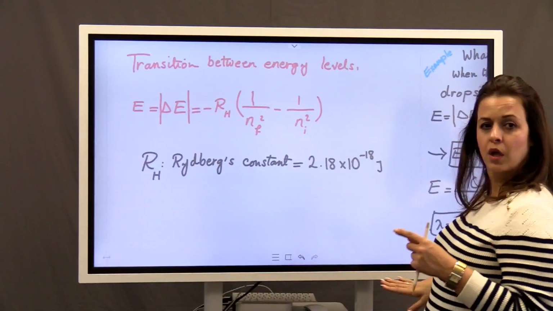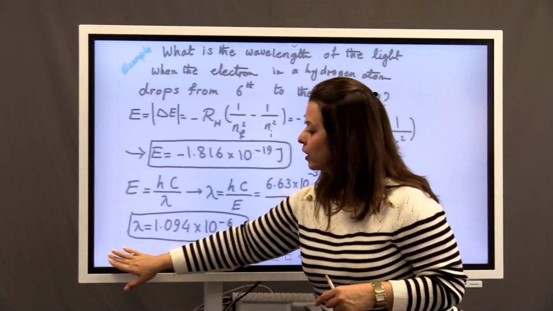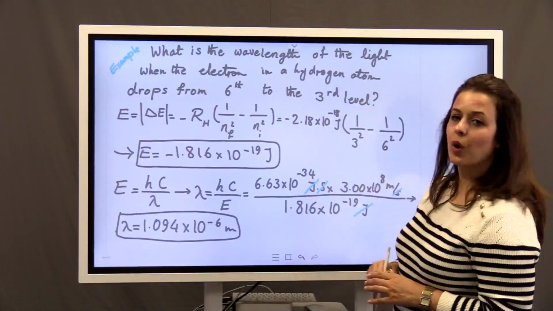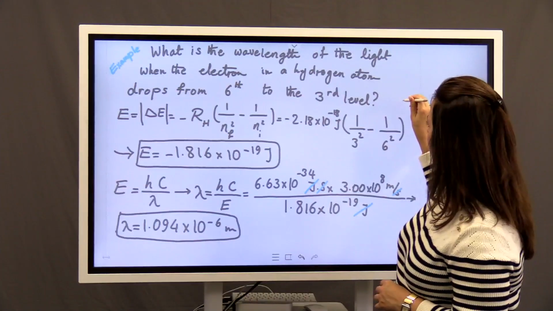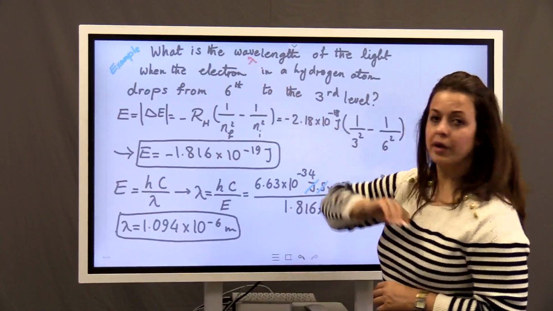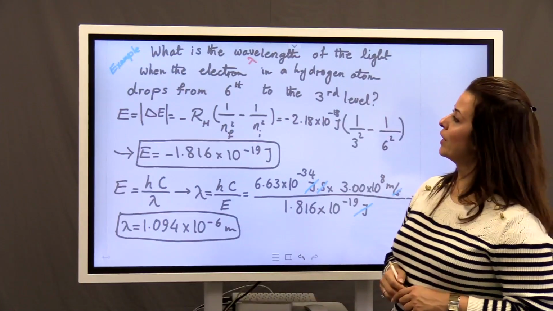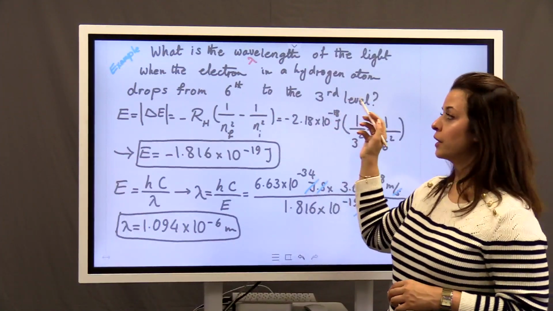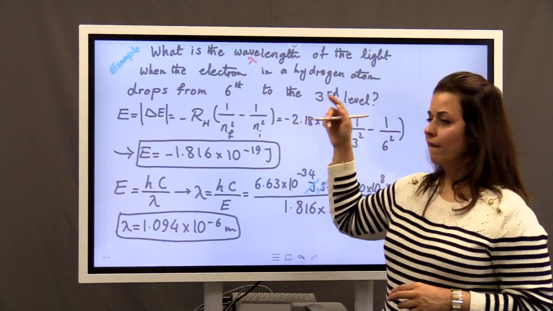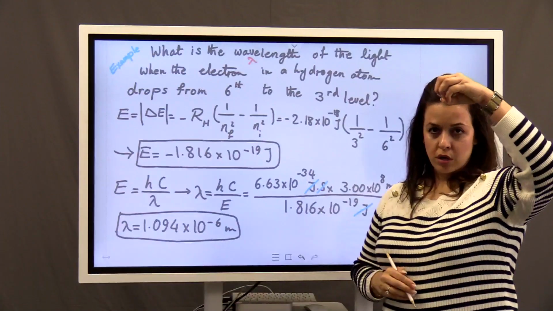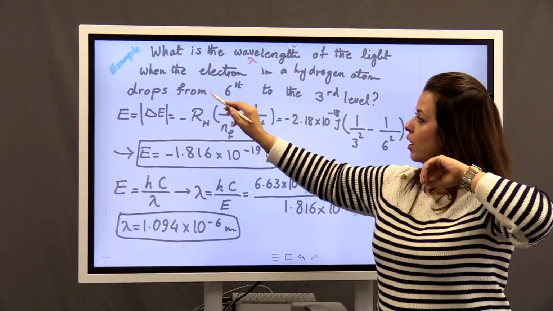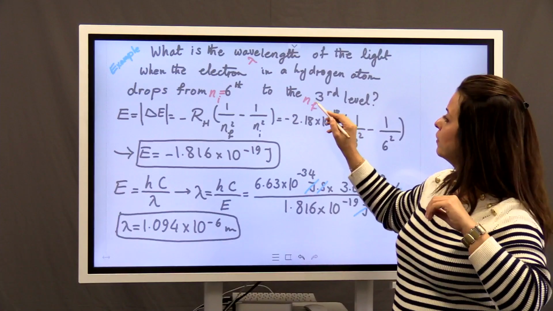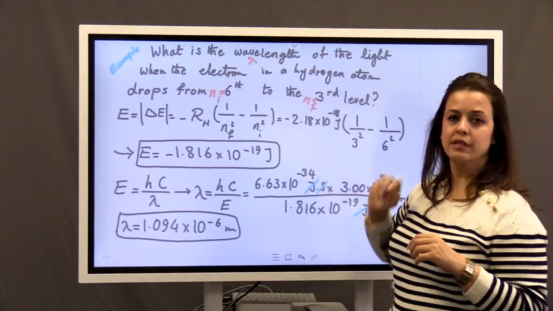So let's work on this example. It will be more clear. What is the wavelength of the light? How do you show wavelength? With lambda, right? What is the wavelength of the light when the electron in a hydrogen atom drops from the 6th to the 3rd level? Can you tell me what the initial energy level is? The electron dropped, right? So the transition started from the 6th level and ended in the 3rd level. So NI is 6, NF is 3.